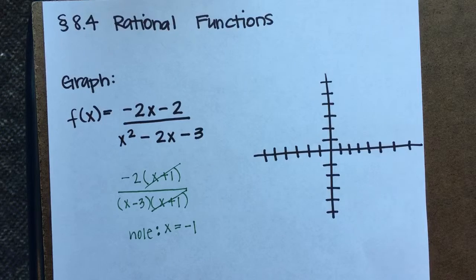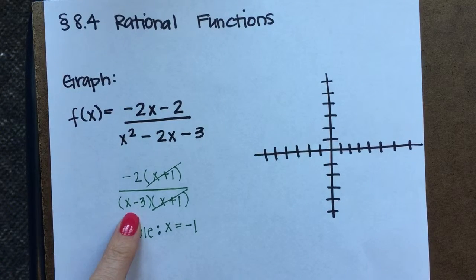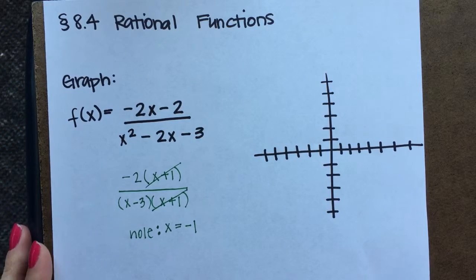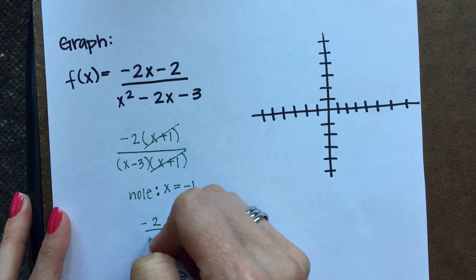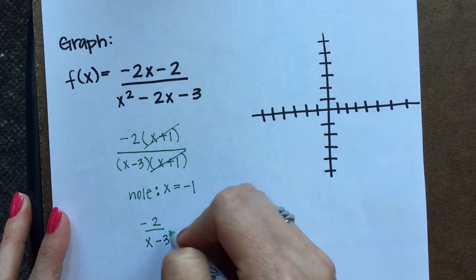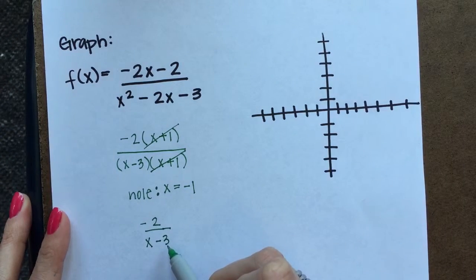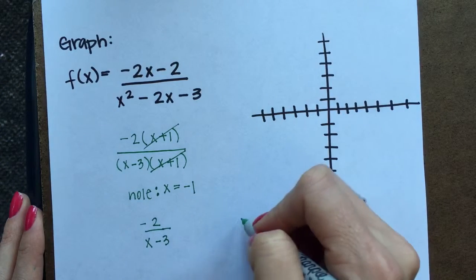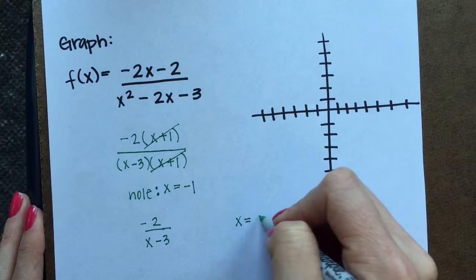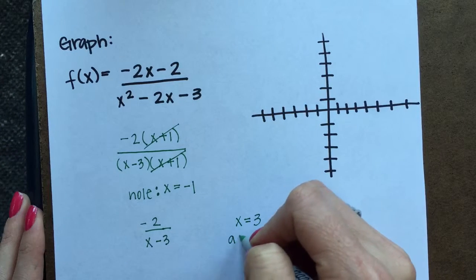If it doesn't factor out, we're left with the x minus 3 on the bottom that will not factor. We can't simplify any further. So we're left with negative 2 over x minus 3. The value that will make that undefined, which is x equals positive 3, that is an asymptote.